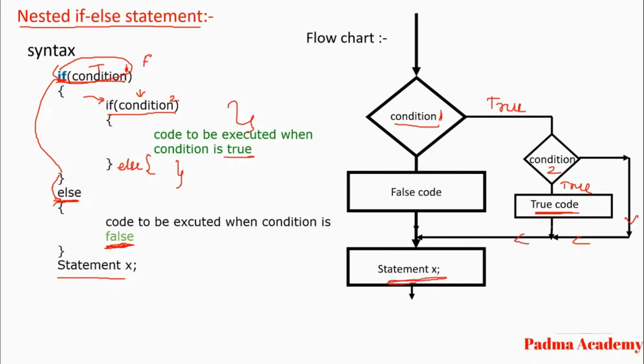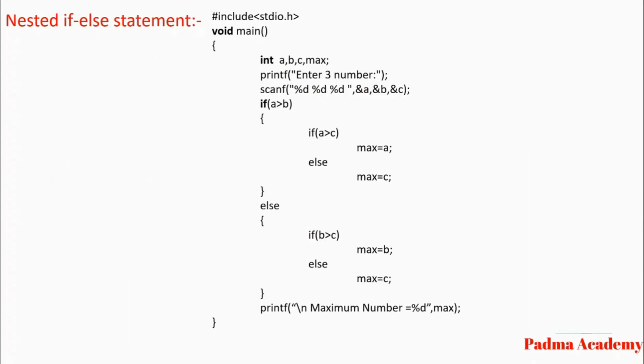If condition 1 is false, the false code, that is the else part, that is this else here, will be executed, then it will move on to the statement X. So an example for it is, we are going to check the largest number, that is the maximum number between 3 numbers, suppose A, B and C.